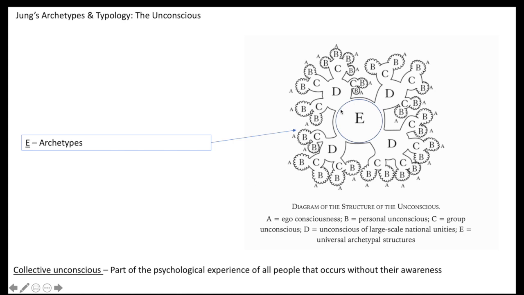Okay, archetypes are on the level of the collective unconscious, which is a part of the psychological experience of all people that occurs without their awareness. Okay, so in the previous video I said that there was a tree of life archetype, and the reason that means something to all people or lots of people is because it has to do with our collective unconscious, something that we all have born into us, or at least, if you buy into Jung's psychology, then that's what they would say.